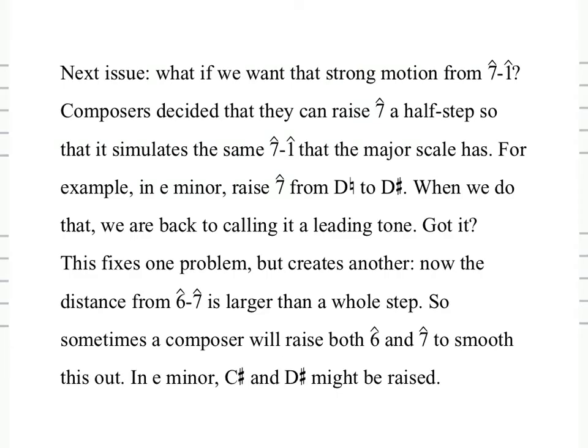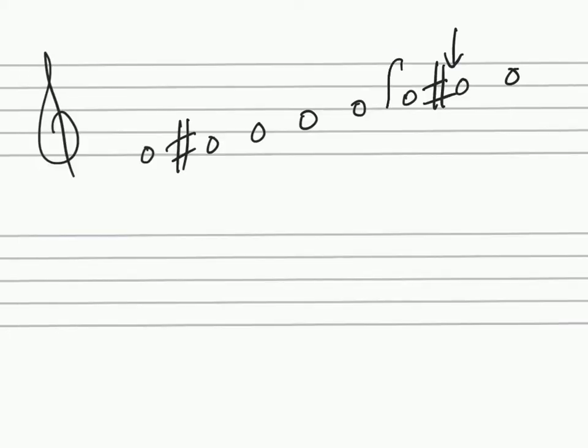This fixes one problem, but it creates another. So now the distance from 6 to 7 is larger than a whole step. It's actually a step and a half, or 3 half steps altogether. So sometimes a composer will raise both 6 and 7 to smooth this out. So in E minor, C sharp and D sharp might be raised. Let me show you. So over here between C natural and D sharp, you can hear that that's larger than a whole step.